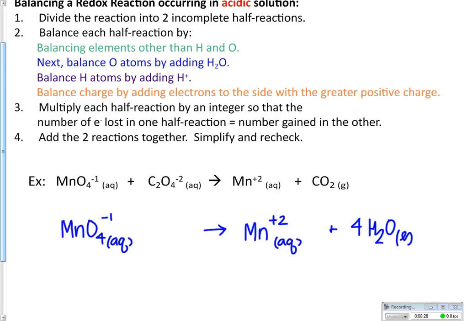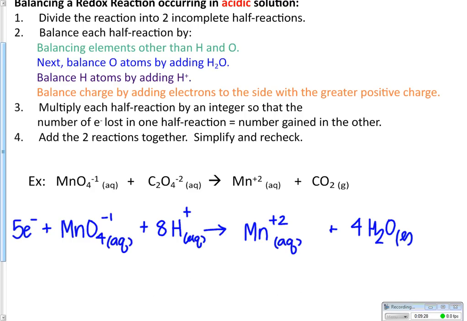Then it says to balance the hydrogen atoms by adding H+. So in adding water to the right side, I've now added 8 hydrogen atoms. So on this side, I'm going to add 8 H pluses to get the hydrogens to balance. And then the last step for balancing says to balance the charge by adding electrons to the side with the greater positive charge. So let's look at my left-hand side. I have 8 positives and 1 negative. That's a total of positive 7 on this side. On my right-hand side, I have a total of positive 2 from the manganese. The water is neutral. So the side that has the greater positive charge is my left-hand side. And to get the charges to be equal, I'm going to have to add 5 negatives, which I'll do in the form of 5 electrons. So I've balanced my first half reaction.